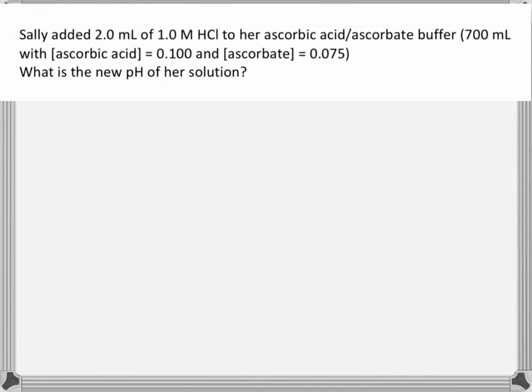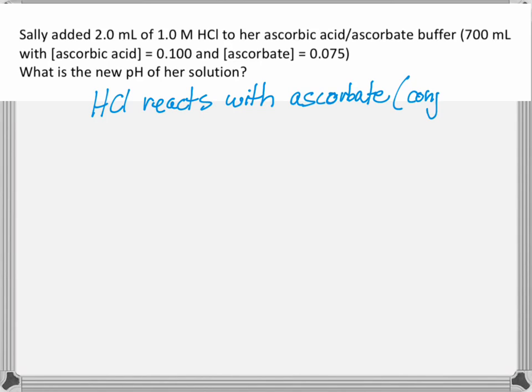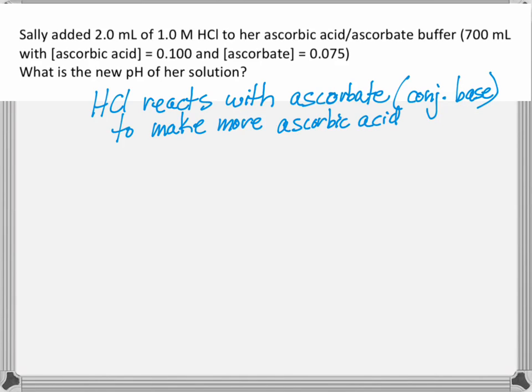Here we have a buffer solution, and we're going to add some acid to it, and we need to figure out the pH of the solution after the acid has been added. So the acid that we're adding is HCl. It's a strong acid. We need to figure out the reaction of HCl with the buffer, and it's going to react with the conjugate base of the buffer since acids react with bases.